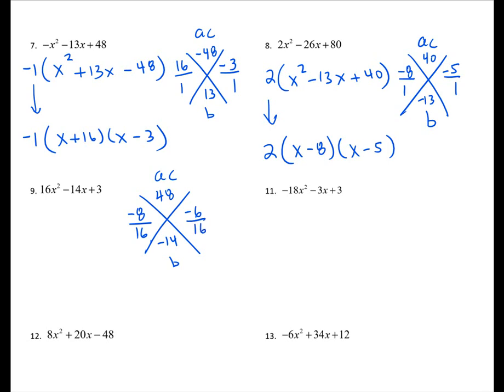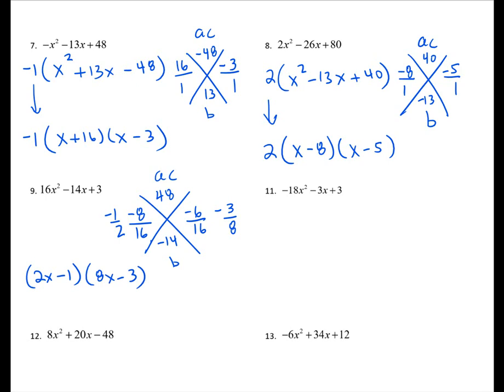Now I need to reduce these fractions. So this -8 over 16 reduces to -1 over 2. This -6 over 16, divide top and bottom by 2, so it looks like I'm going to end up with -3 over 8, right? So you want to reduce the fractions as much as you can. Now the denominator is 2, so that means that my factor is 2x minus 1. The denominator is 8, so that means my factor is 8x minus 3.